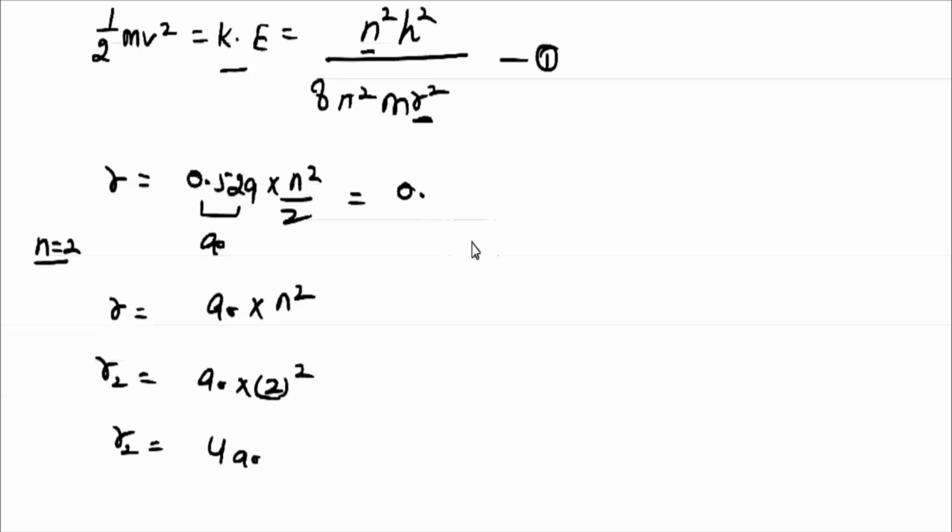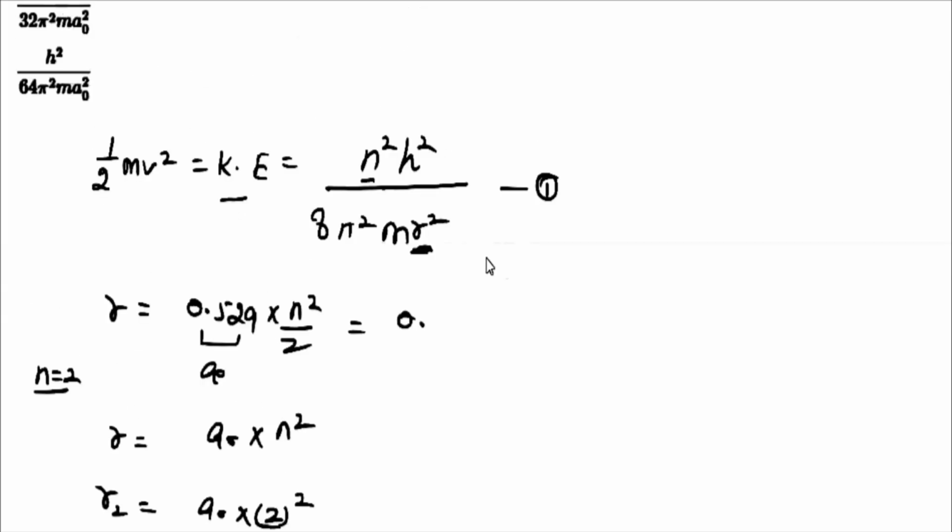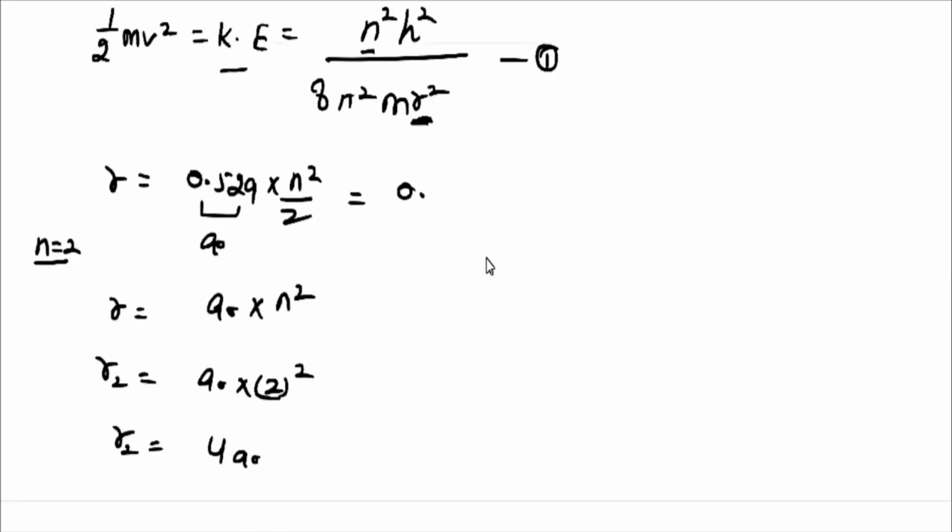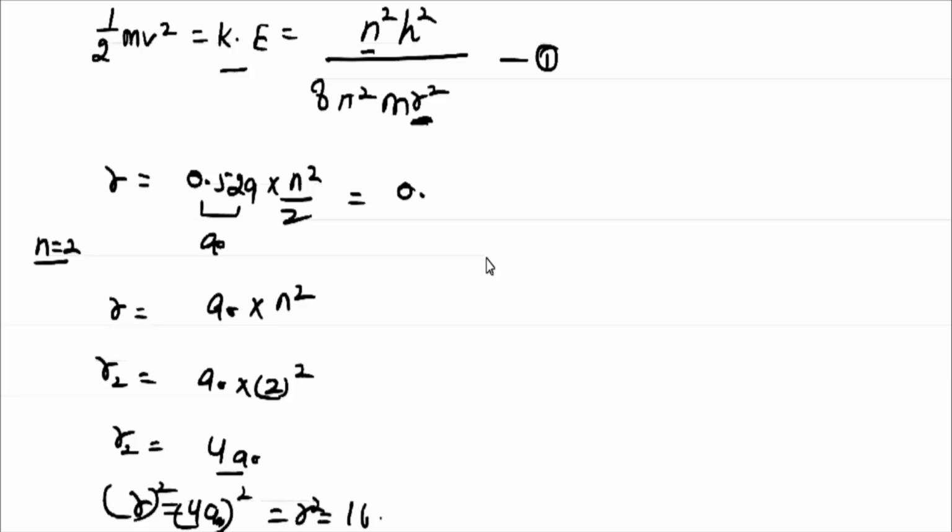But we need the value of r square, so we have to square this r. Squaring both sides, we get r square equals 16 a0 square. So this is our value of r square. Now we have to put this r square value in equation number 1.